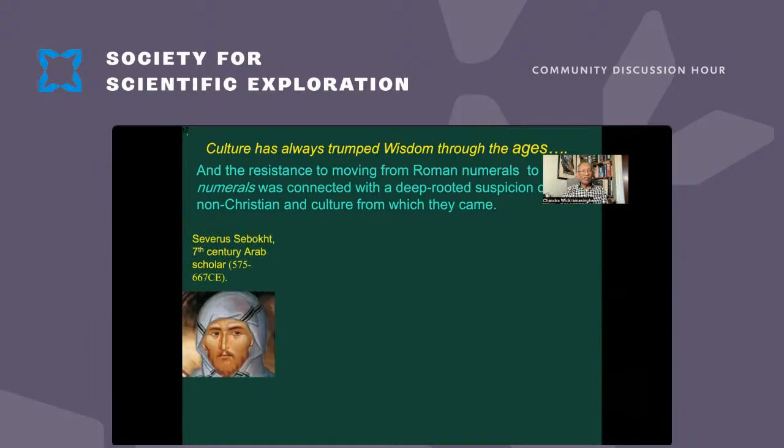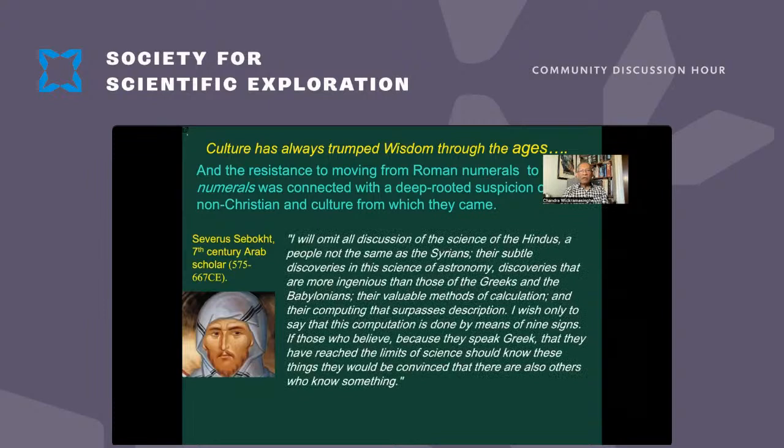In the 7th century AD, of the Common Era, an Arab scholar called Severus Sebokht brought this to everybody's notice, and he wrote to his friends and colleagues and so on everywhere in the so-called civilized world. He wrote the following: I will omit all discussion of the science of the Hindus, the people not the same as the Syrians.